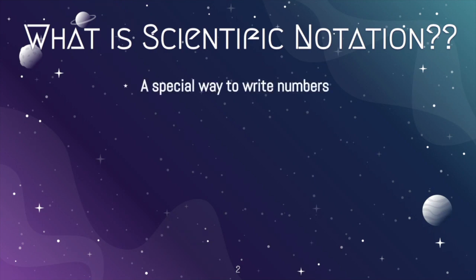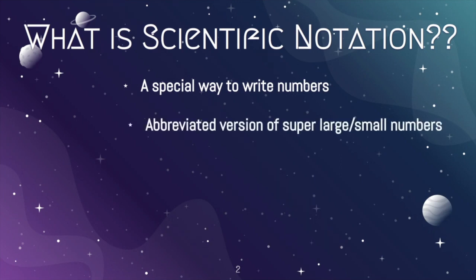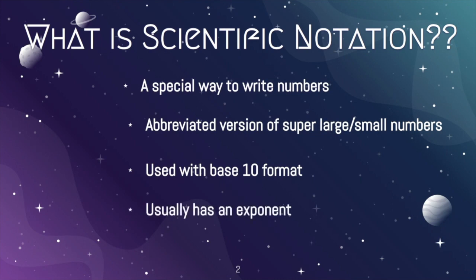Scientific notation is basically a special way to write numbers. It's an abbreviated version of super large or super small numbers. It's used with a base 10 format, and it usually has an exponent. Now, let's take a simple number like 700.